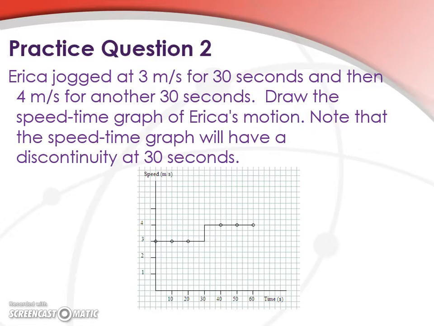Okay, welcome back. We've got mine here. For the first 30 seconds, we can see that she's got a constant speed of 3 meters per second, and then at 30 seconds, boom, she accelerates out to 4 meters per second and stays constant at that. So there's her 1 minute speed profile.